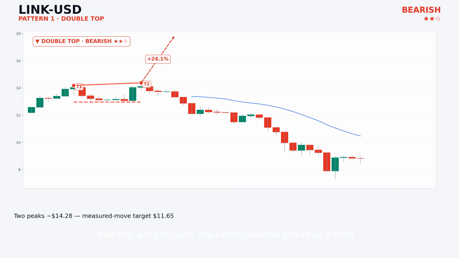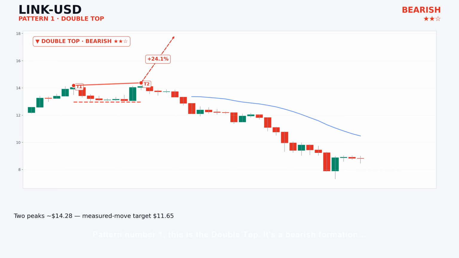Pattern number 1. This is the double top. It's a bearish formation with 2 out of 3 strength. 2 peaks, low chain 14,028, measured move target 11,067. You can see on the chart exactly where the key swings line up. That's what confirms the structure, not just my word for it.